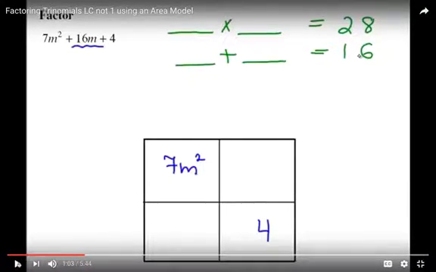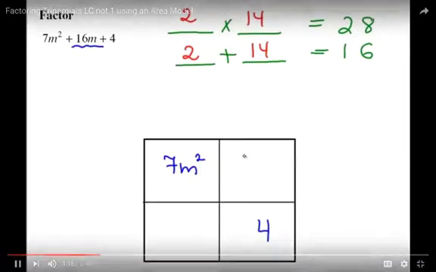Essentially, we just have to search. There's no real easy way to do it, but the easiest way is probably to look at the 28 and think of factors of 28. So 7 and 4 are factors of 28, but 7 plus 4 does not equal 16. 28 and 1 are factors of 28, but 28 plus 1 does not equal 16. 14 and 2 are factors of 28. 14 plus 2 does equal 16. So we found our 2 numbers that multiply to 28 and add to 16, 2 and 14. 2 and 14 multiply to 28 and add to 16.